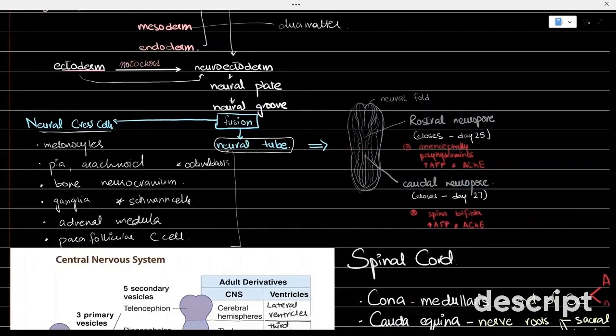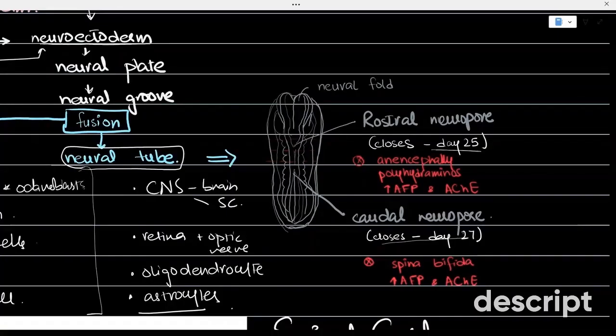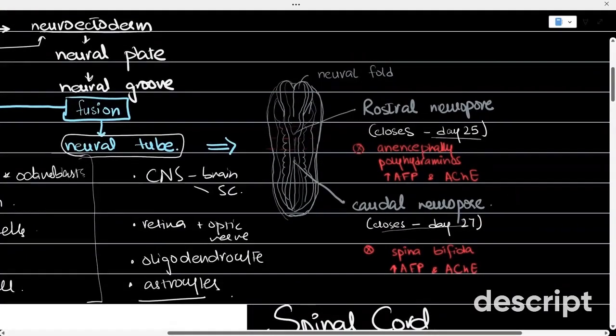All right, let's talk about neural tube derivatives. From the neural tube, we have the CNS, the brain, and the spinal cord. Then coming to the eyes, we have the retina and the optic nerve. Regarding the cells, we have oligodendrocytes. Schwann cells were from neural crest cells, and so oligodendrocytes are from the neural tube. And we have astrocytes.